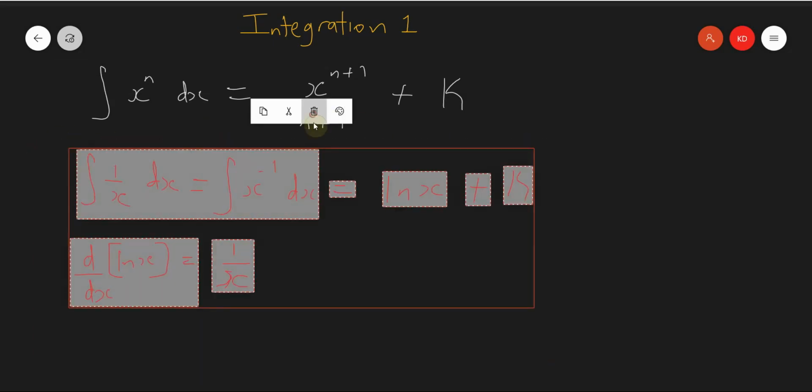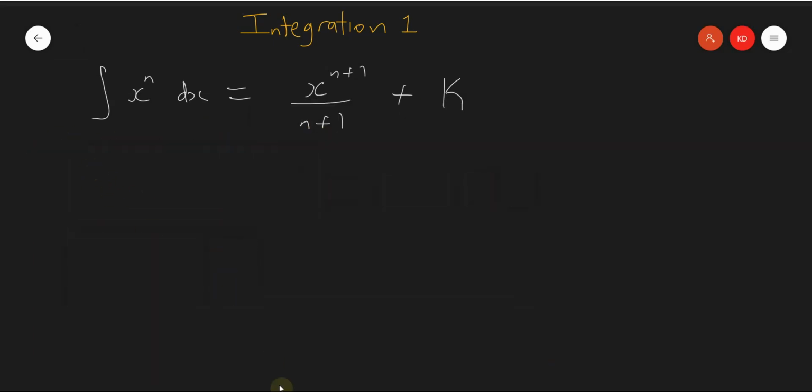Let me just write another problem here. Let's say we get x to the -3 dx. Then that's simply x to the minus 3 plus 1 over minus 3 plus 1, plus our constant, and that's simply x to the minus 2 over minus 2. Good.